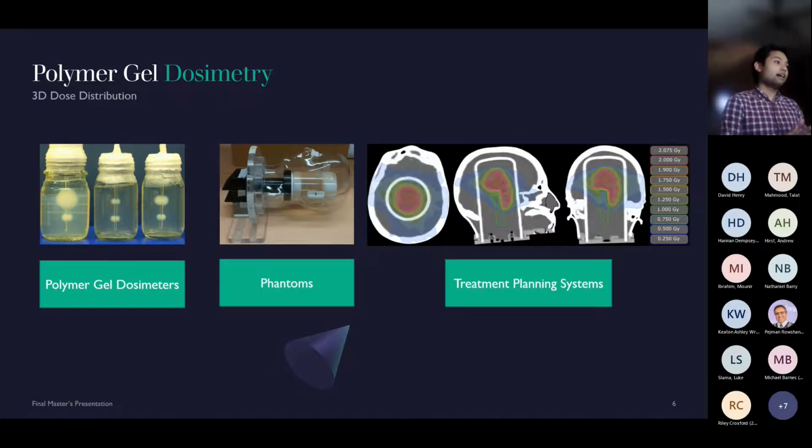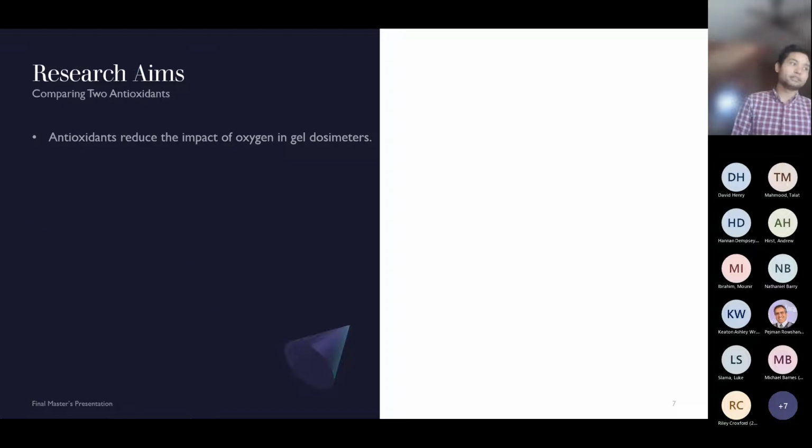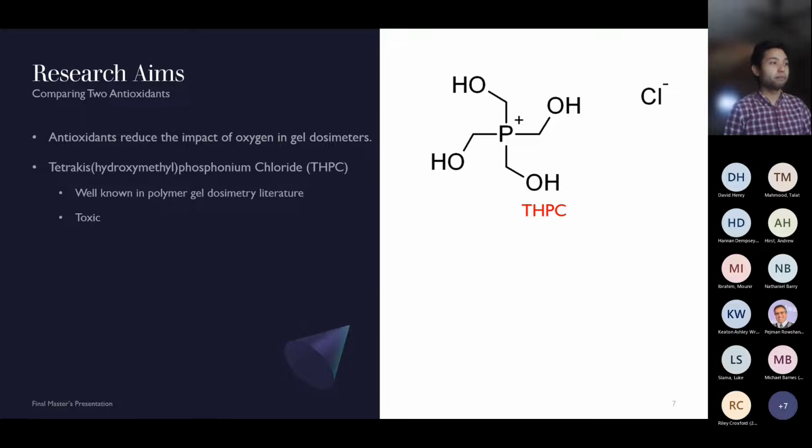So the role of the antioxidant in gel dosimeters is to reduce the impact of oxygen. Oxygen acts as an inhibitor in polymer gels, and so it stops the gel from performing at its absolute best. The main antioxidant that is used in polymer gel dosimetry is Tetrakis hydroxymethyl phosphonium chloride, or THPC for short. Even though it is quite well known in the literature, it is quite toxic, and so you have to handle it with care. It is toxic enough that you can't even put it down the sink because it is quite a danger to aquatic life.